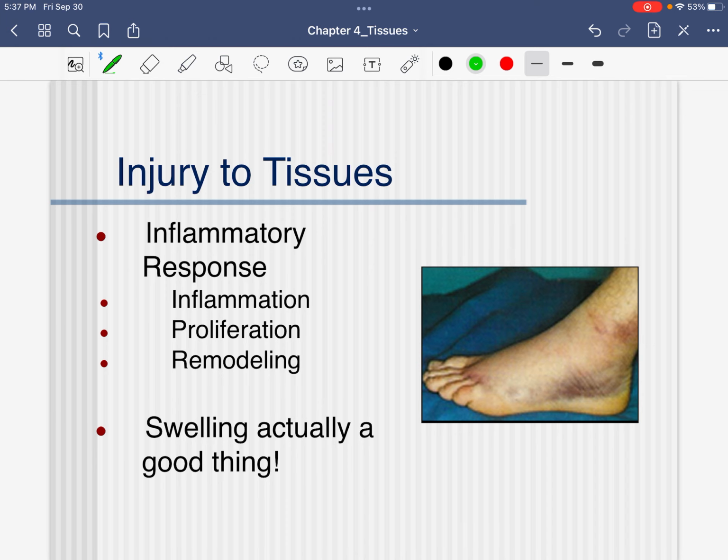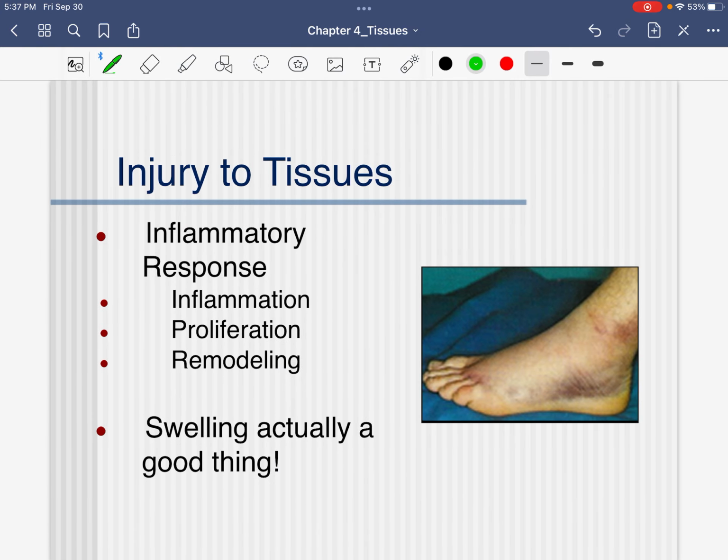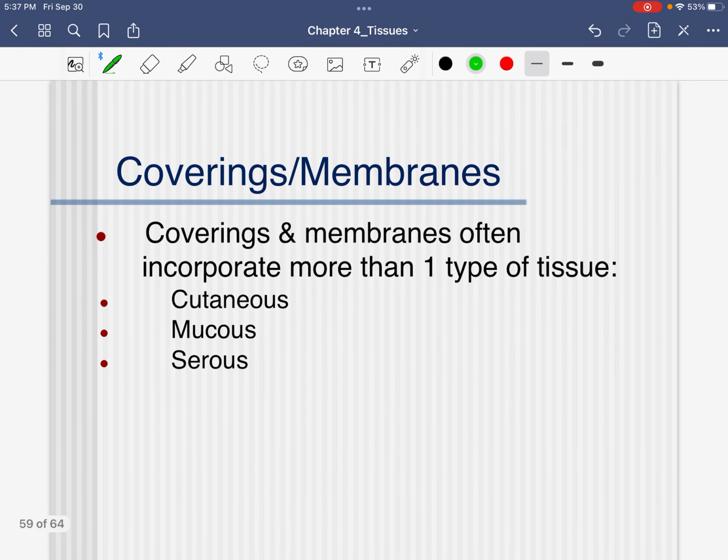The end of this chapter here, we're not really going to talk a whole lot about things. There's a lot that we're going to skip. You don't need to know these injuries to tissue.